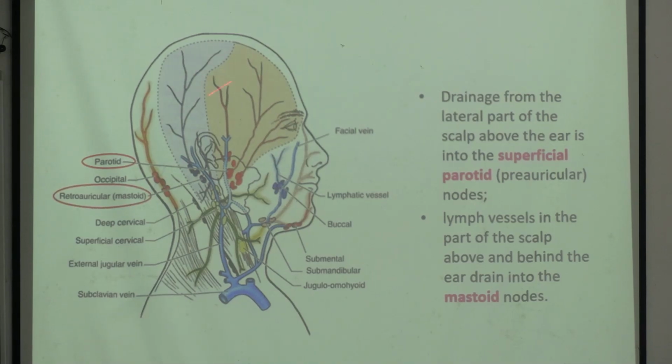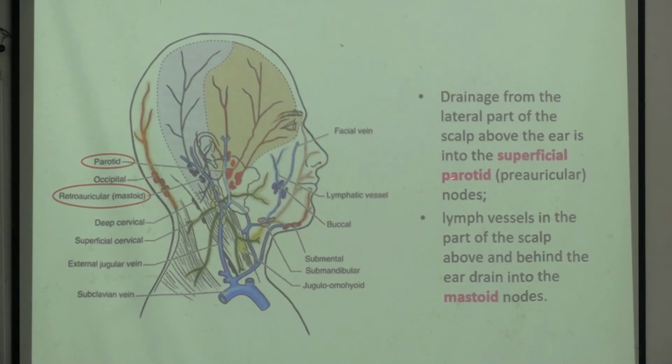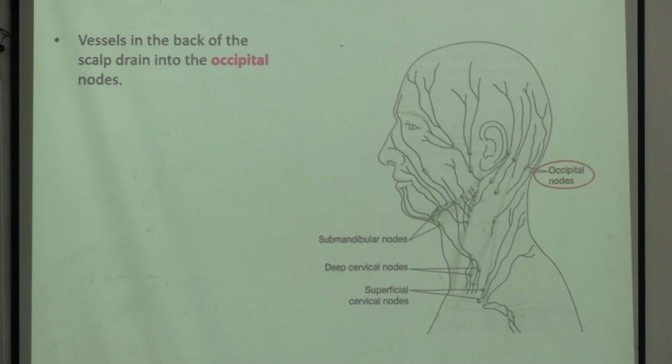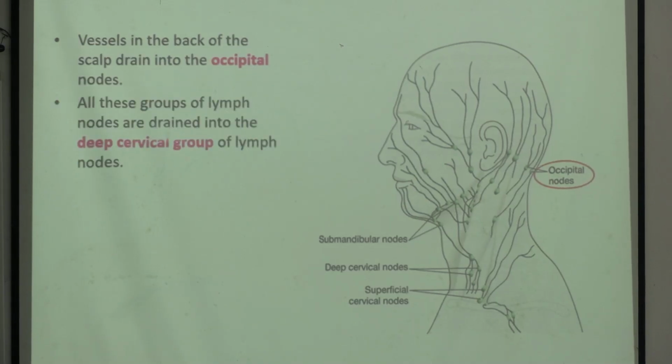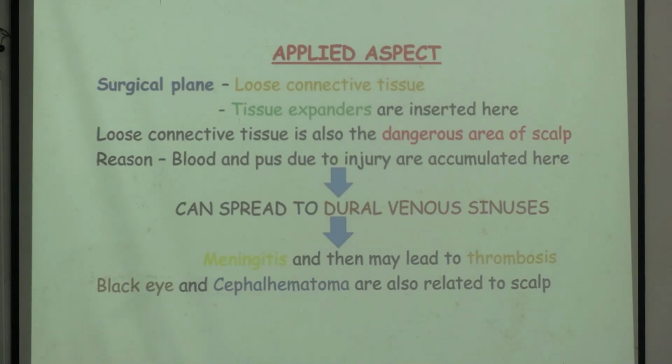Now, parotid, retroauricular, mastoid here. The drainage from the lateral part of the scalp above the ear is into the superficial parotid, preauricular node. Lymph vessels in the part of the scalp above and behind the ear drain into the mastoid. Vessels in the back of the scalp drain into the occipital nodes. All these groups of lymph nodes drain into the deep cervical nodes. Applied aspect.